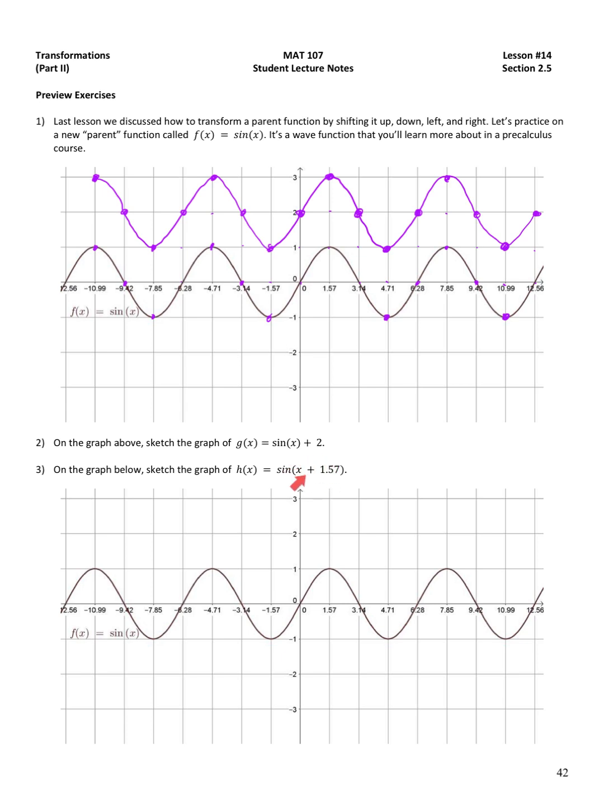And whenever you're doing inside changes, horizontal transformations, they always are sort of the opposite of what you would expect. So this plus you would expect means move right, but because it's inside the function, it actually means move left. So I'm going to take each point and move it left 1.57 units.